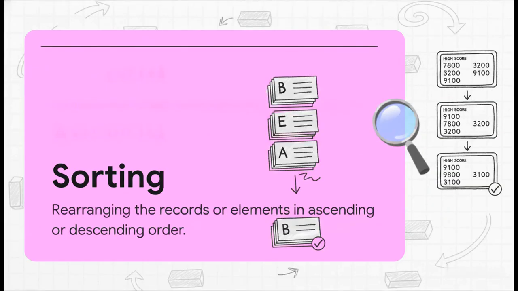Then we have sorting. This is your critical tool for rearranging records or elements into ascending or descending order. Whether you're organizing high scores in a video game or just alphabetizing a contact list on your phone, sorting takes chaotic data and applies sequential logic to the whole shebang.